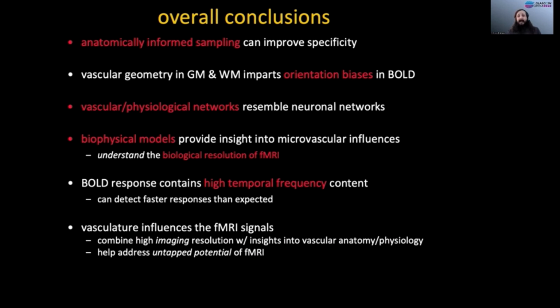And so while I'm happy to see this trend towards fMRI acquisition and analysis methods that achieve high imaging resolution and techniques for providing microvascular specificity, these can be combined with perhaps vascular imaging data and models of vascular physiology to help improve interpretability. So today, fMRI has untapped potential. And by appreciating these vascular influences, we can extract more meaningful information from our data.